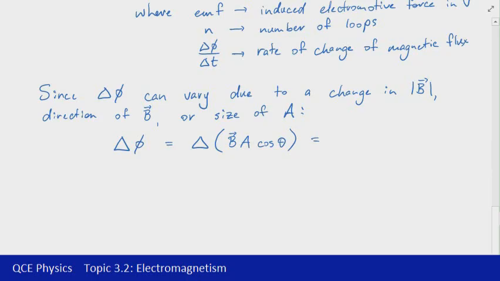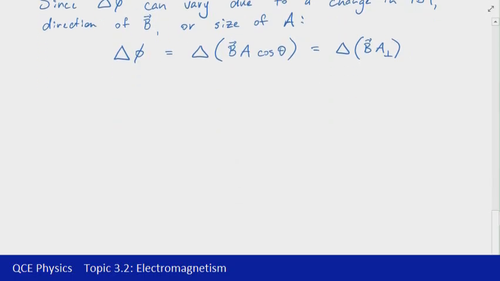That we're going to simplify in one further step, representing it as B multiplied by the perpendicular area. I'll explain what that is in a second, but ultimately we're now going to substitute that into the previous equation to show an alternative version of Faraday's law where EMF is equal to negative N delta B multiplied by the perpendicular area over delta t.